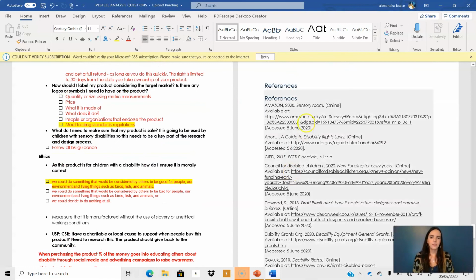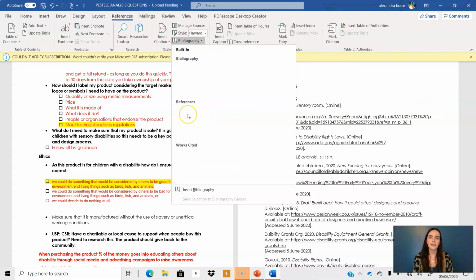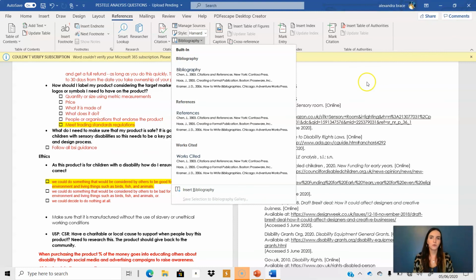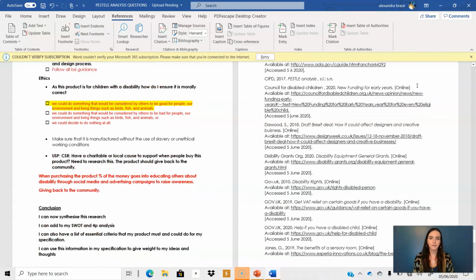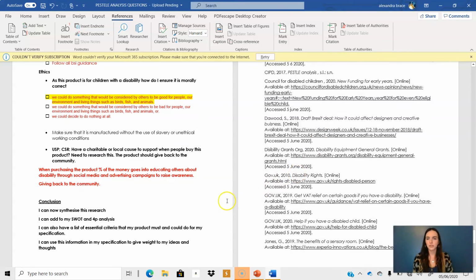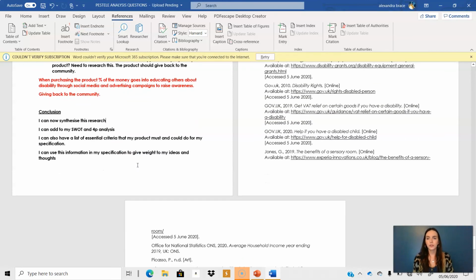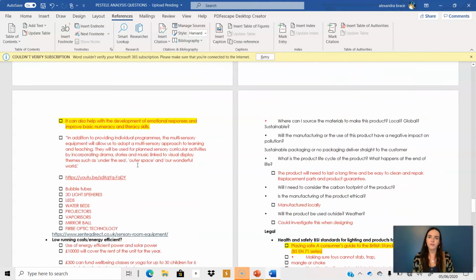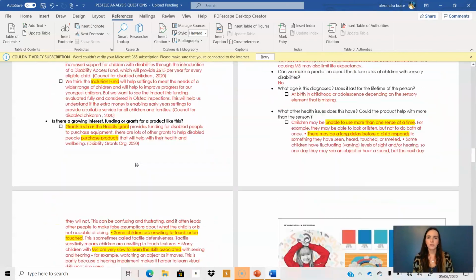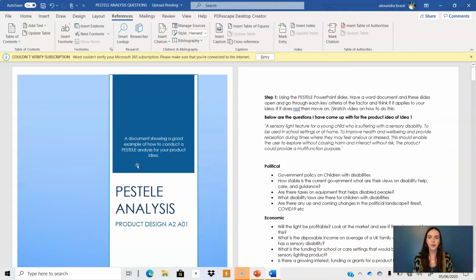I've then got my reference list at the end, which I did by going on to references and going on to bibliography and clicking on references, and it does it all for me. So I don't have to keep track of all of the different links that I have used throughout my document. I've also added a little conclusion at the end for the what have I learned and the next steps. So I've now got quite a professional looking document which has got lots of initial research and thoughts and ideas, which is going to help me through all stages of my design process.